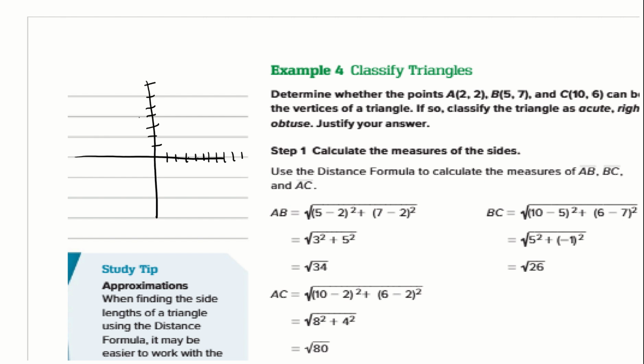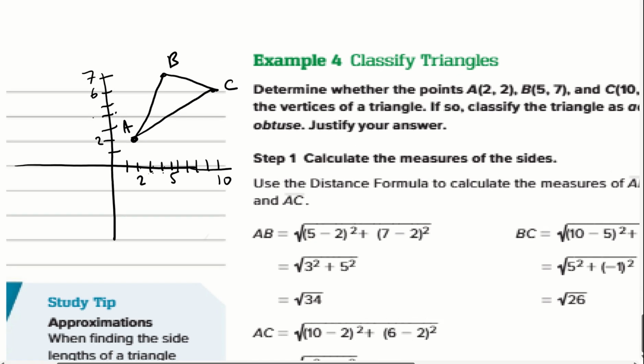Five, 6, 7, 8, 9, 10. Okay, so A is (2, 2), B is (5, 7), and C is (10, 6). All right, so is that acute, obtuse, or whatever?